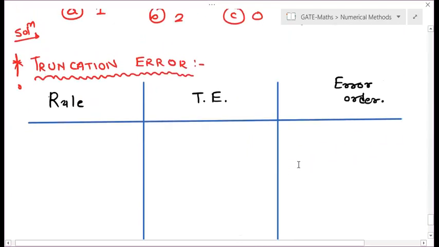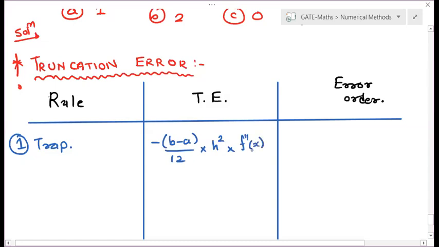Now see over here. If we use the trapezoidal rule, our truncation error is minus (b minus a) by 12 into h square into f double dash x, right? And its error order is its order of step size. So its error order is h square. This is the symbol O of h square, right? So its error order is h square. This is for the trapezoidal rule.